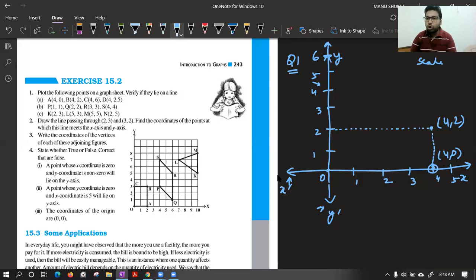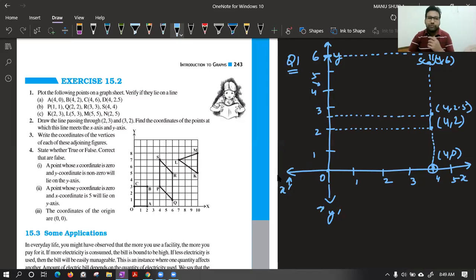Third point is 4 comma 6. This time 6 is here. Extend like this, extend like this. So this is the point 4 comma 6. So till now they all three are in line. Now see, the fourth point is 4 comma 2.5. 2.5 will lie somewhere here. It is also coming here only, 4 comma 2.5.